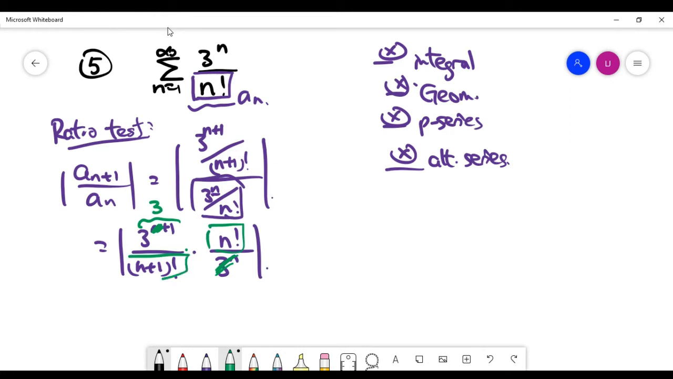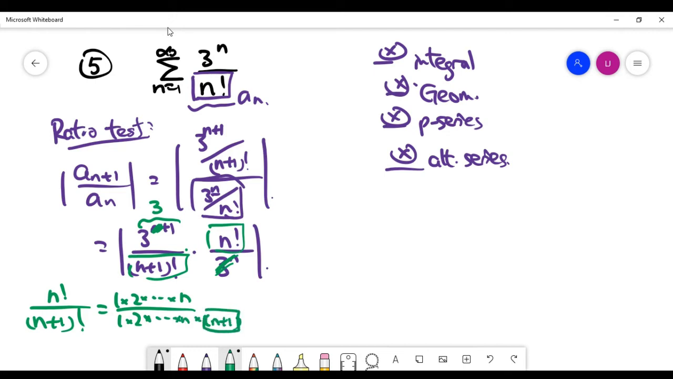And this one, n factorial divided by n plus 1 factorial. Please notice that by the definition of factorial, the top now has n factors. However, the bottom actually has one extra factor, which is the larger integer n plus 1. So we can cancel all the n common factors. So this cancellation means I am having the integer n plus 1 in the bottom. So we are left with the fraction 3 over n plus 1.